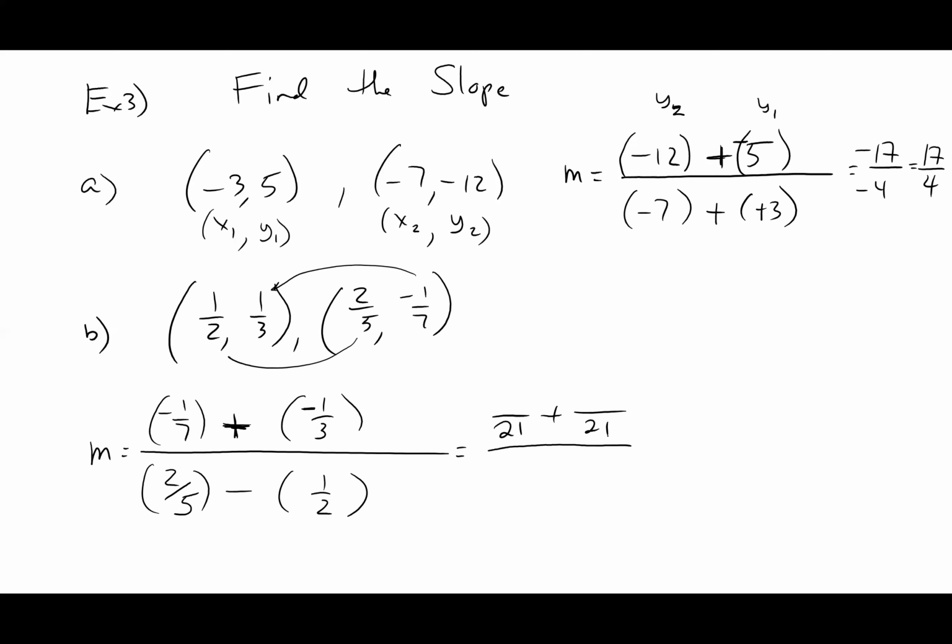So on top of the first fraction, I should get a -3. On top of the second fraction, I should get a -7 and keep on going until we have, looks like -10 over 21.